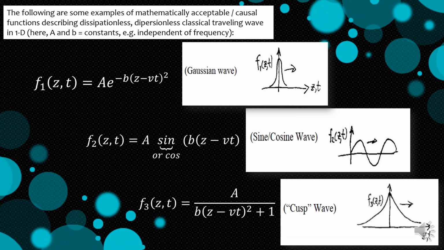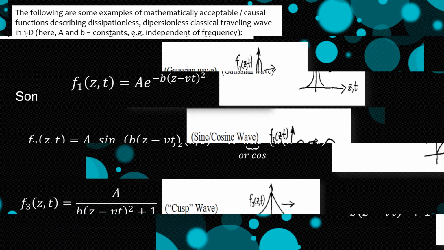The following are some examples of mathematically acceptable causal functions describing a dissipationless, dispersionless classical traveling wave in one dimension. Here a and b are constants, for example, independent of frequency. A Gaussian wave, sine or cosine wave, or cusp wave. These waves show causality. What does it mean? It means that the one-dimensional traveling wave is not arbitrary.